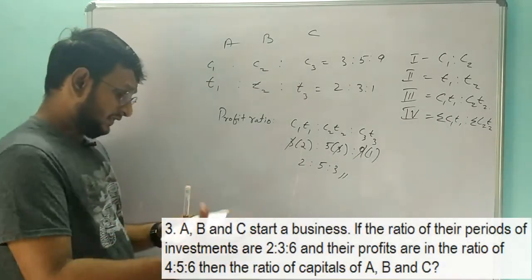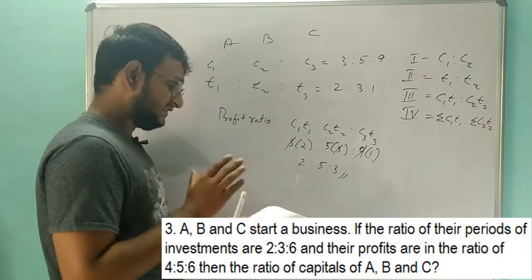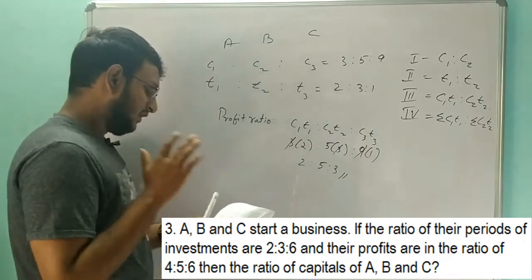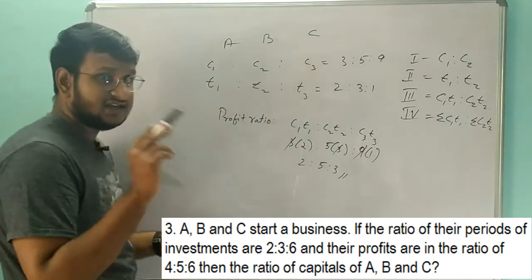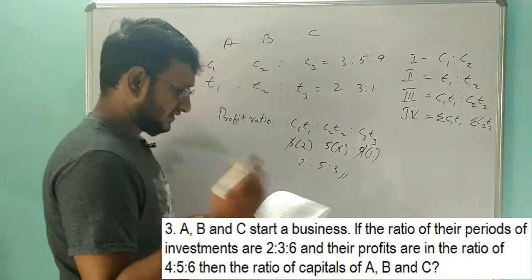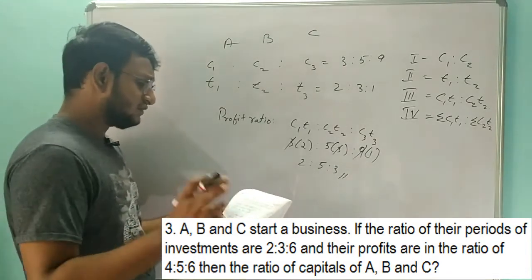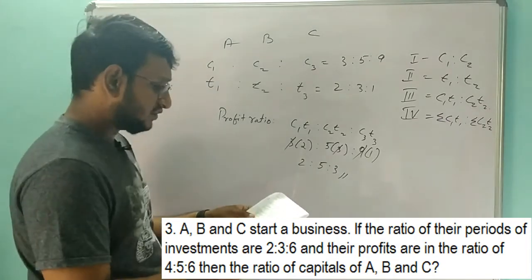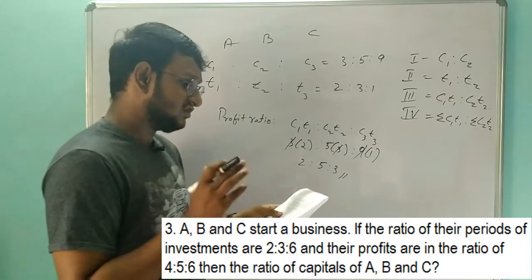So in that third problem, what they are saying is that A, B and C start a business. If the ratio of their period of investment is 2:3:6, they have given the time period of investment in ratio format, and their profits are in the ratio of 4:5:6, and then they are asking the ratio of capitals of A, B, C.